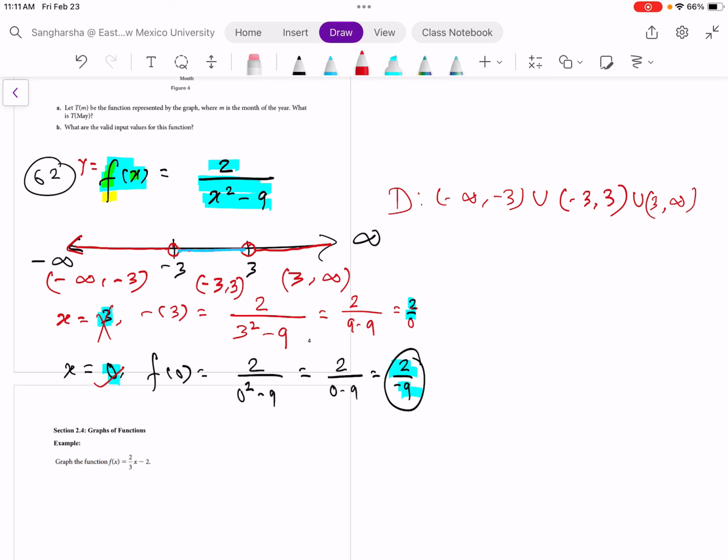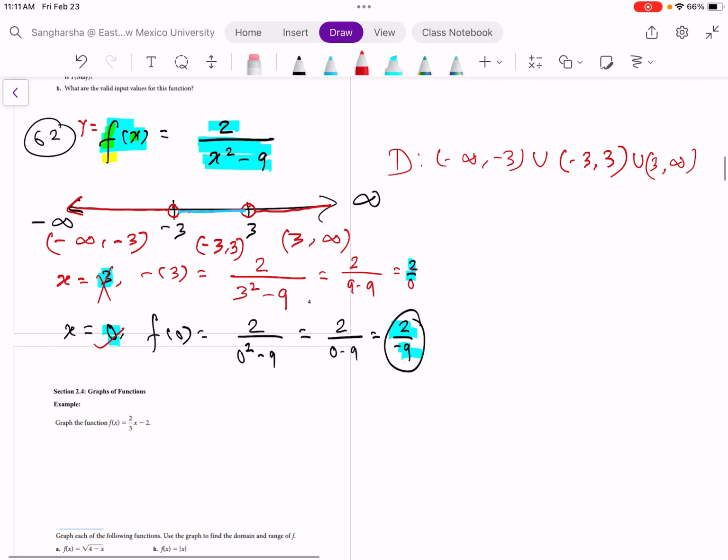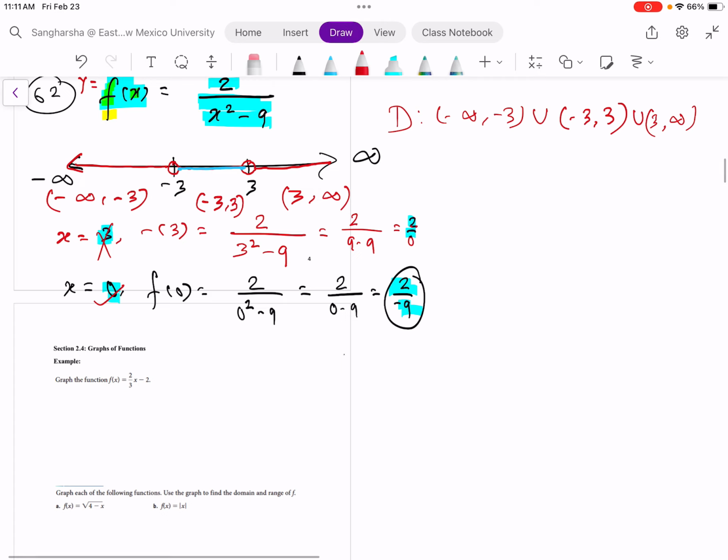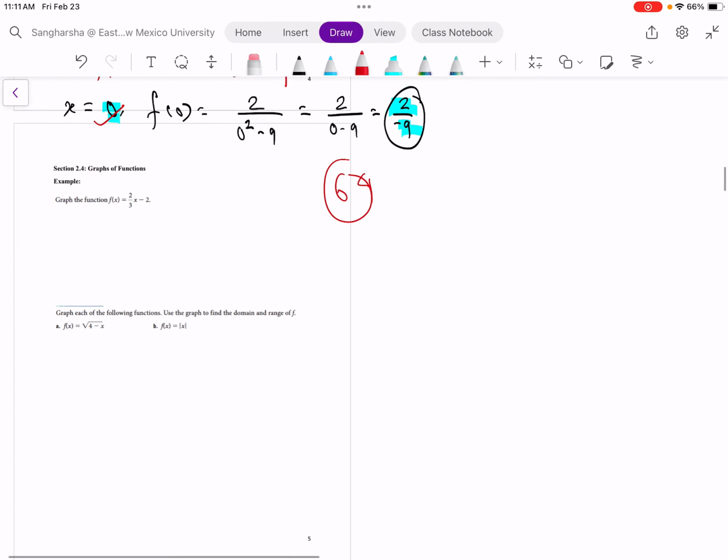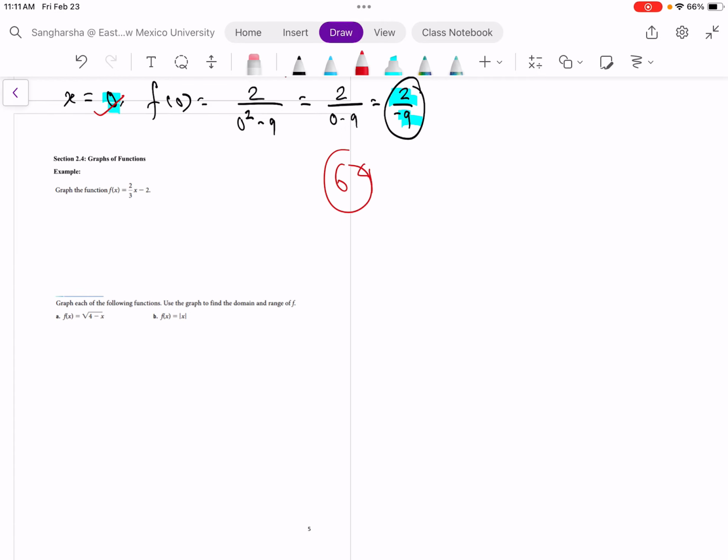So let's do one more. This is number 64. Do you have any questions on this one? Okay, let's go to number 64. And 64 has a function f of w.